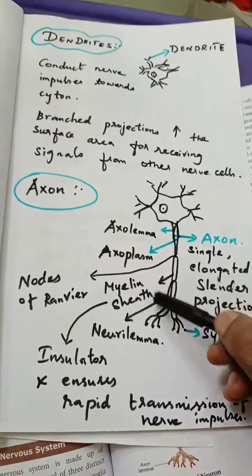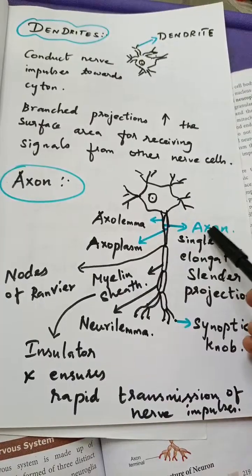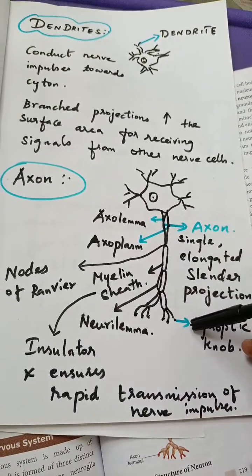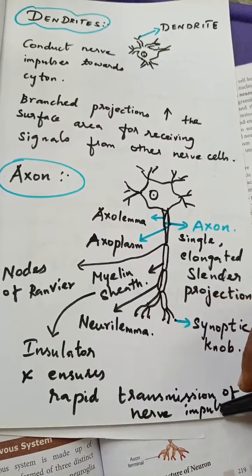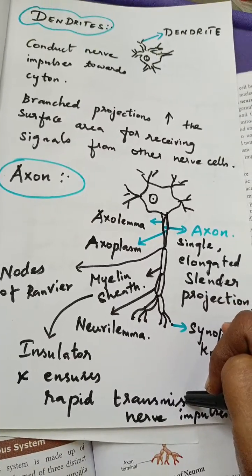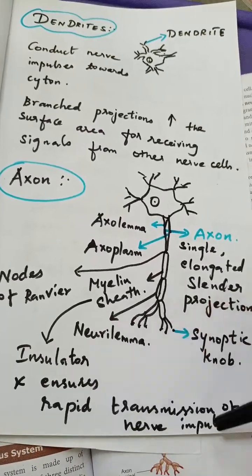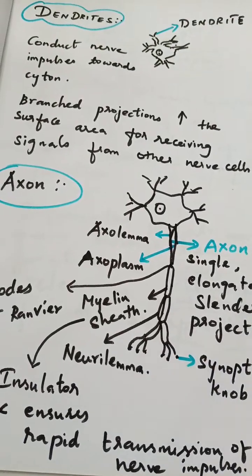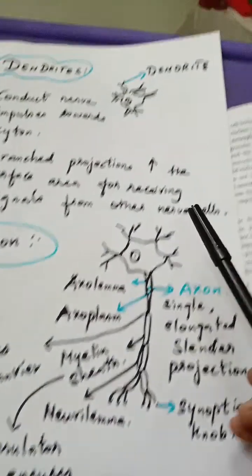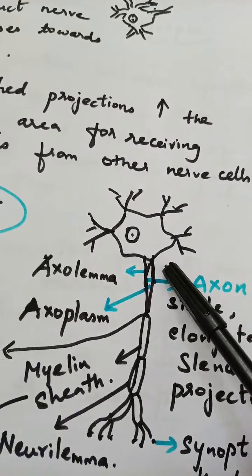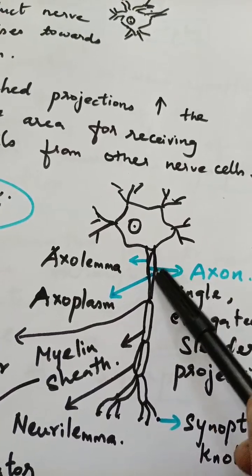So what is the function of this myelin sheath? It is going to protect the axon, it is going to give insulation, and it will ensure rapid transmission of nerve impulses. Clear? So this is about the axon structure. So what is the axon? The axon has the outer layer known as the axolemma, and the inner layer known as the axoplasm.